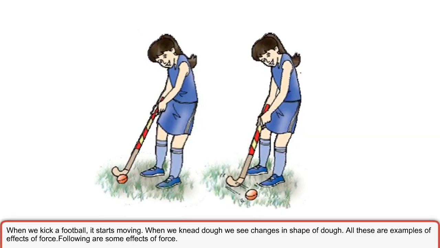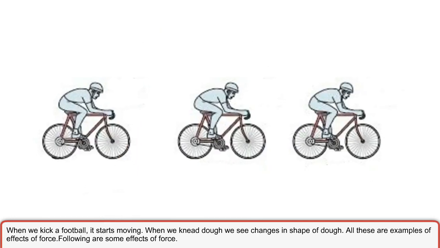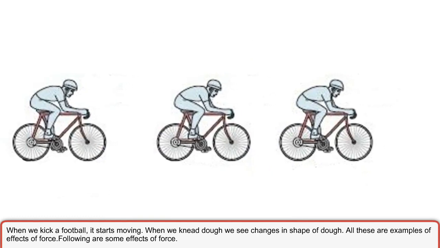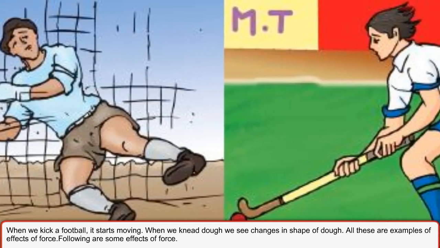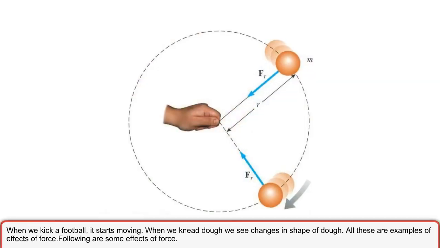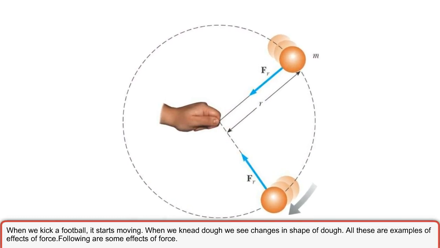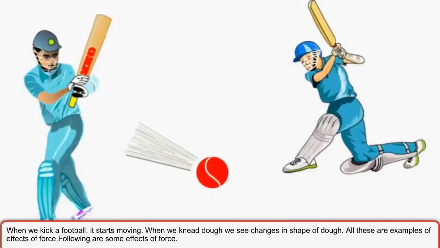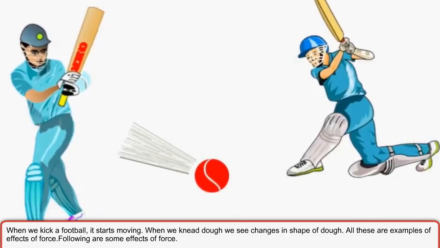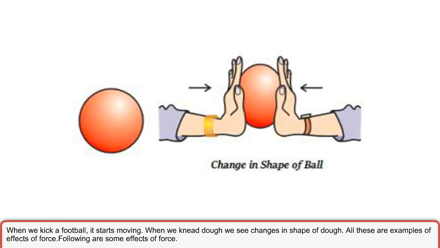A force can move a stationary object. A force can also make a moving object move faster. A force can stop a moving object. A force can slow down a moving object. A force can change the direction of a moving object. A force can change the shape of an object.